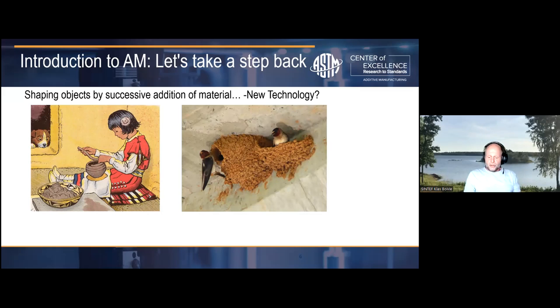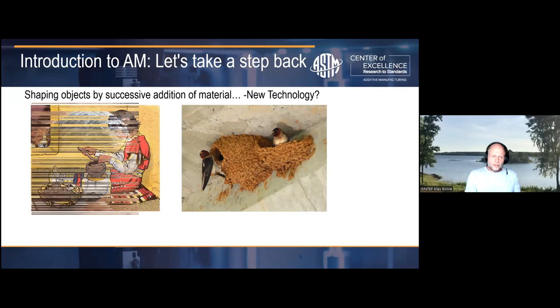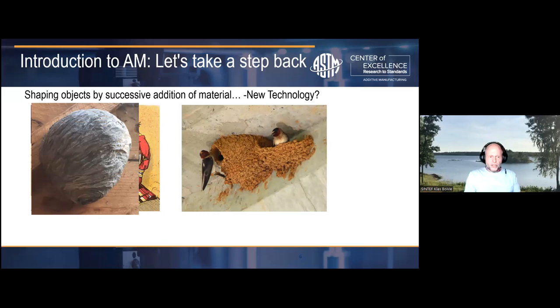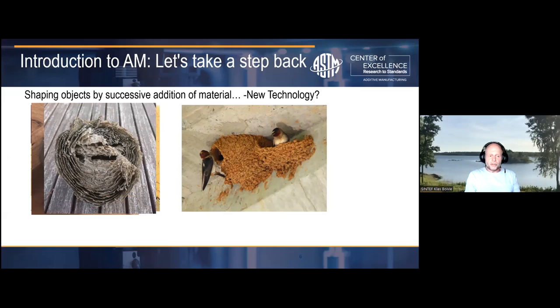But the birds are maybe not that advanced, because the wasps and hornets make the nest by taking wood and chewing it into a pulp, pulpy paper, and forming the nests. They even build communal nests, and they're quite complex shaped. But it's still successive addition of material piece by piece.